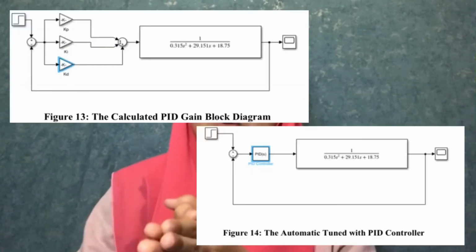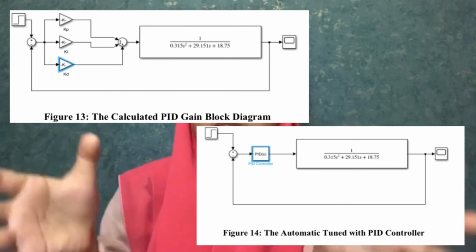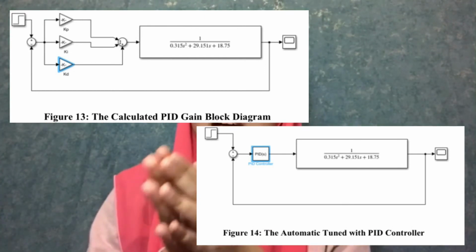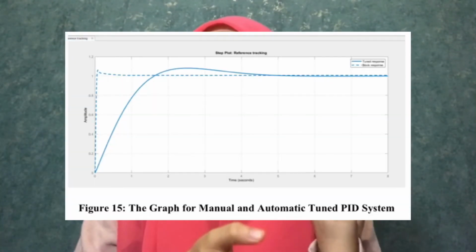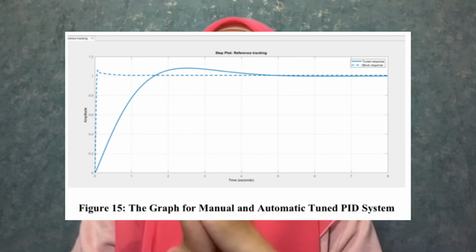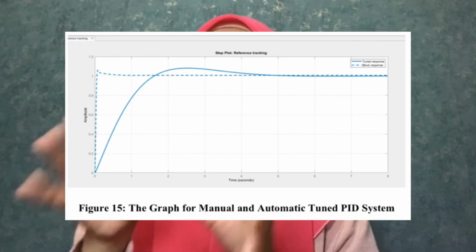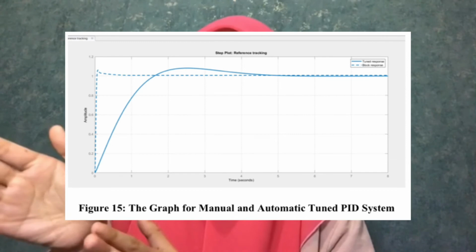The last one, I want to compare the graph for PID, which is the proportional integral derivative controller. As you can see from the PID graph, the auto-tune rise time is slower than the manual one. This is because the manual one is faster to meet the settling time than the auto-tune.